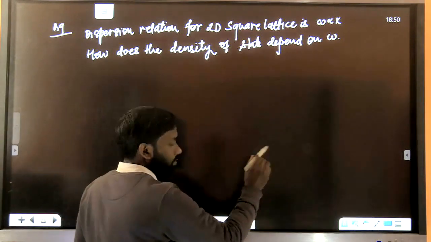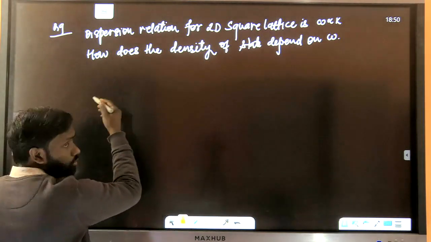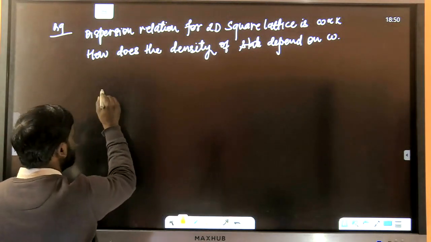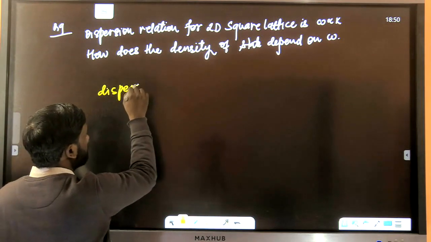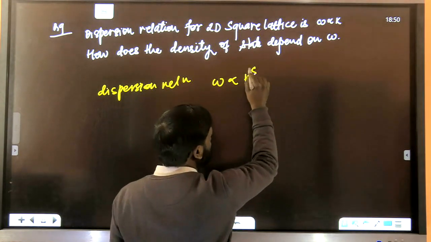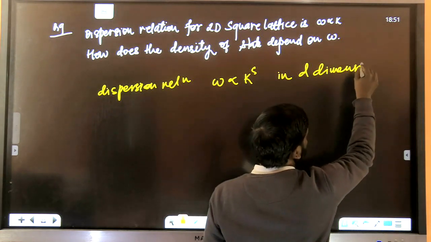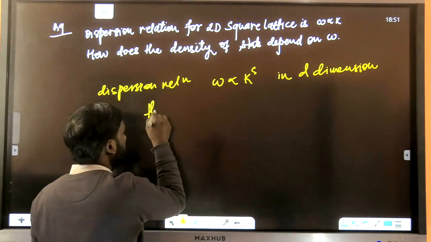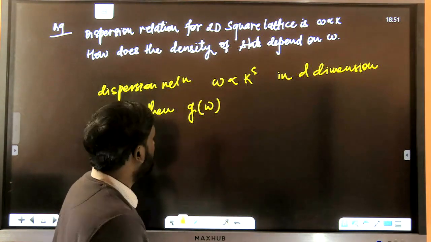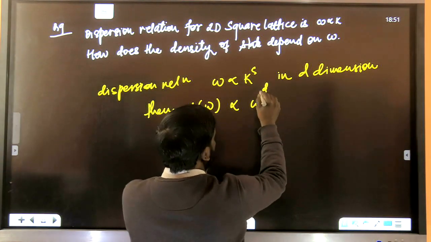This is very familiar. So we will be solving it using some formula. Actually, in quantum or solid state, we learned that if you have a dispersion relation, omega proportional to k to the power s, in d dimensions, then the density of state g(omega) depends on omega as omega to the power d by s minus 1.